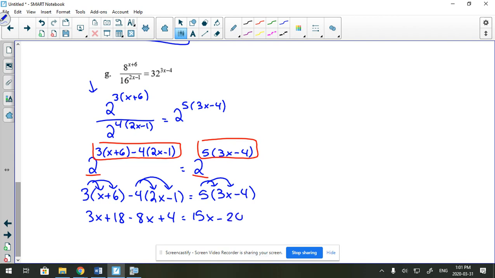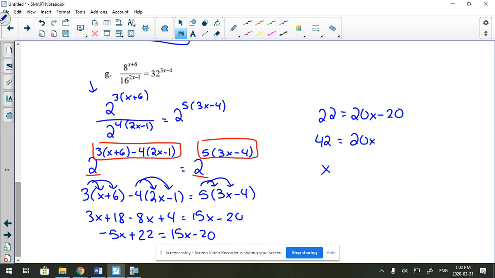We're going to group all our like terms together. So here I have a 3x take away an 8x. That's a negative 5x plus 22. I added 5x to both sides. And then I added 20 to both sides. And then I have to divide both sides by 20 to get my x by itself.